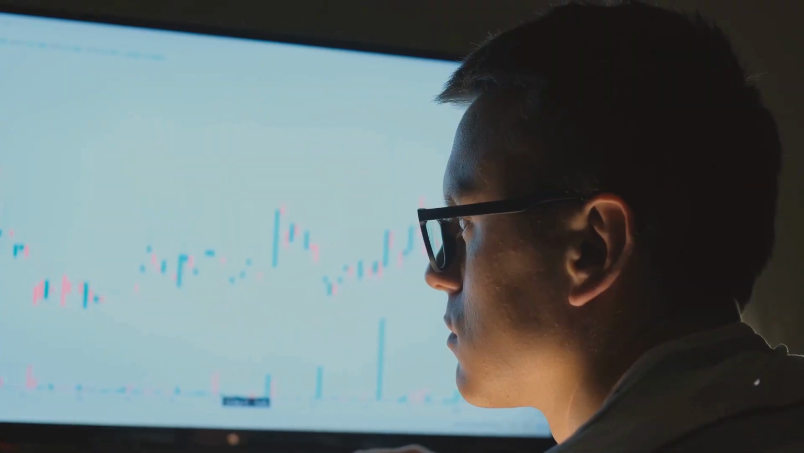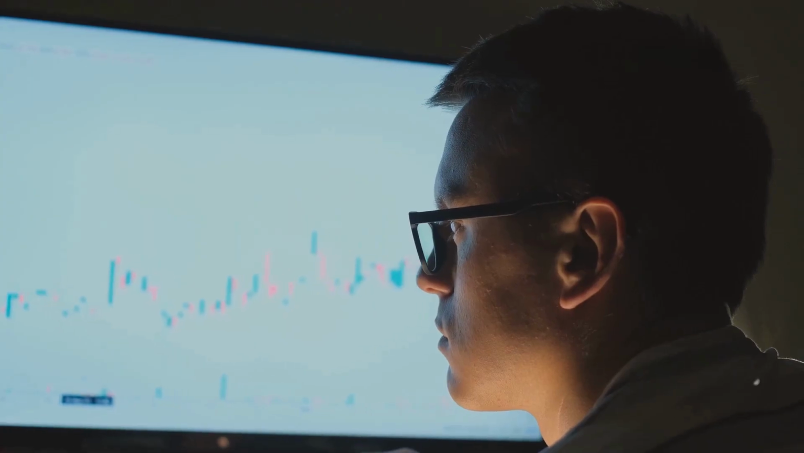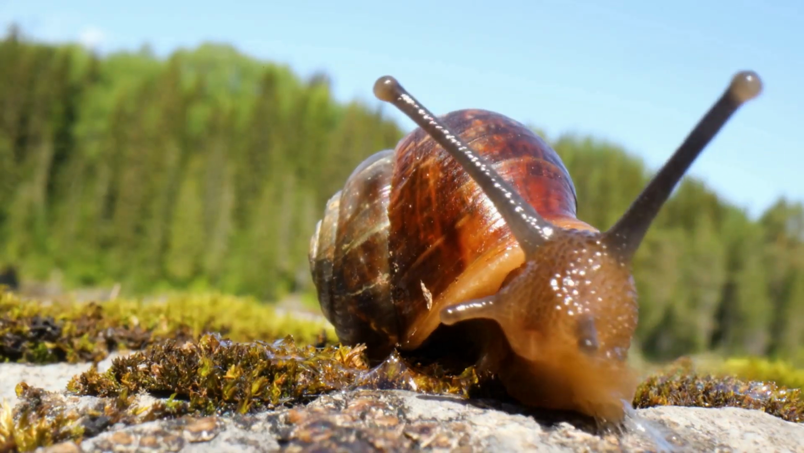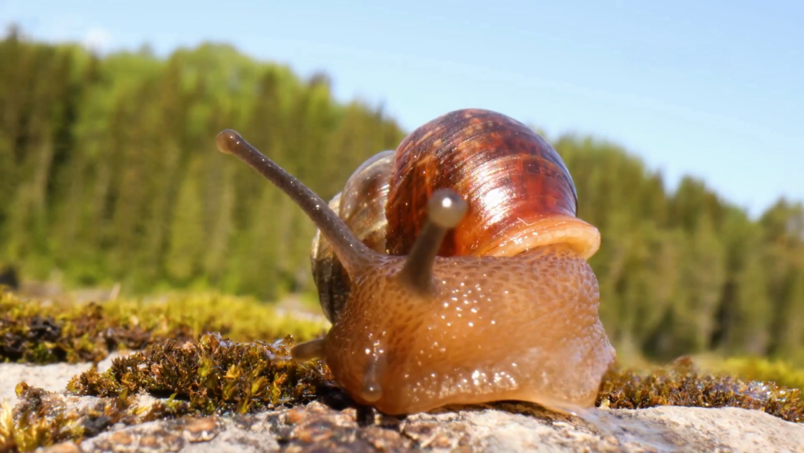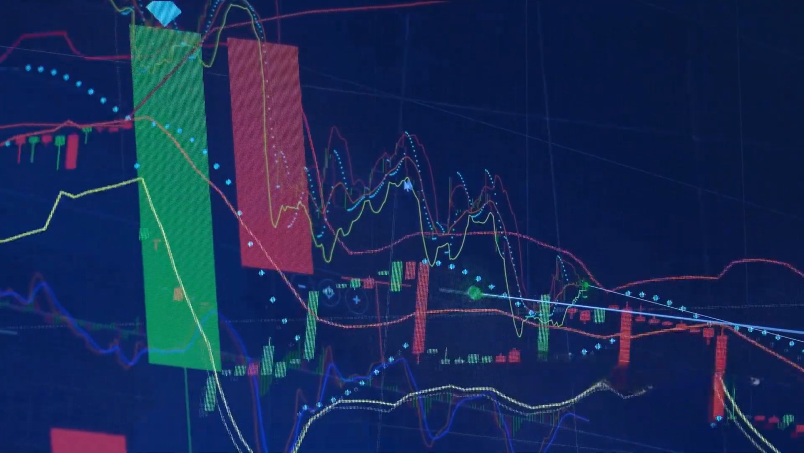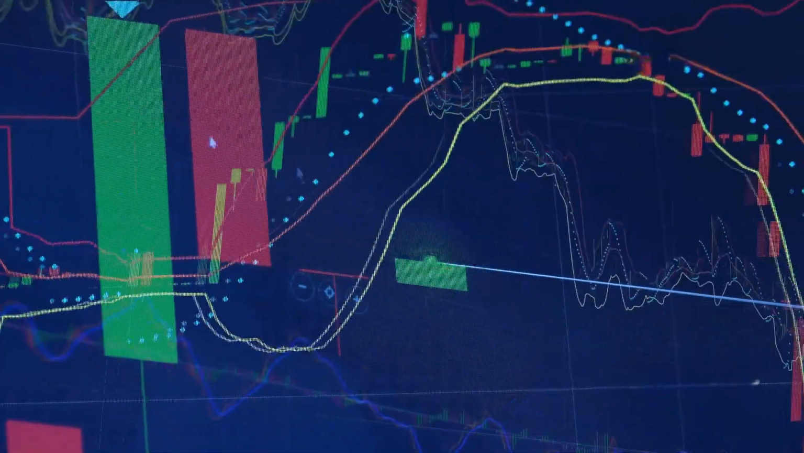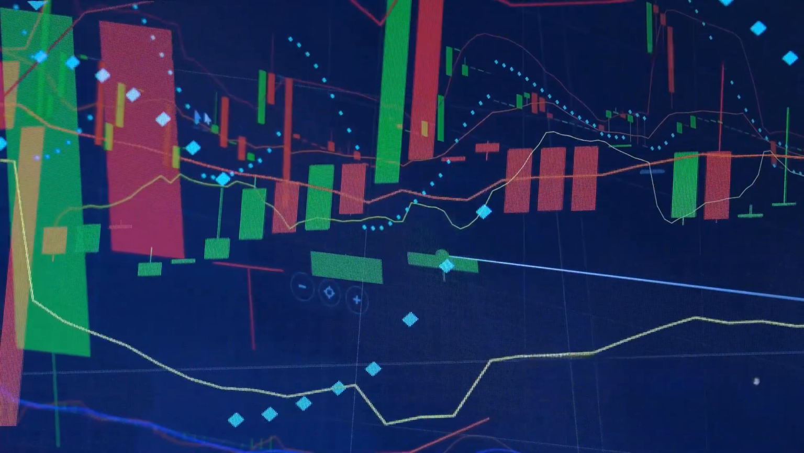However, the SMA has limitations. It's important to be aware of these to avoid potential pitfalls. It lags, reacting slowly to sudden price changes. This lag can be a disadvantage in fast-moving markets where quick decisions are crucial. Additionally, the SMA can give false signals in choppy markets. Prices may whipsaw around the SMA, making it difficult to discern a clear trend.